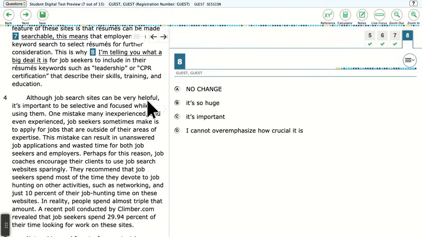And finally, we have again a question. There's no question here, but we're looking to see what needs to be changed. So number 8. This is why I'm telling you what a big deal it is for job seekers to include in their resumes keywords such as leadership or CPR certification that describe their skills, training, and education.